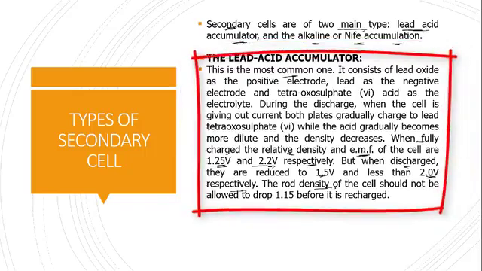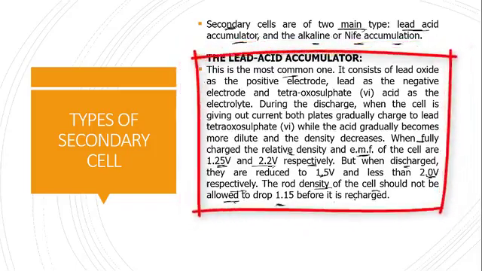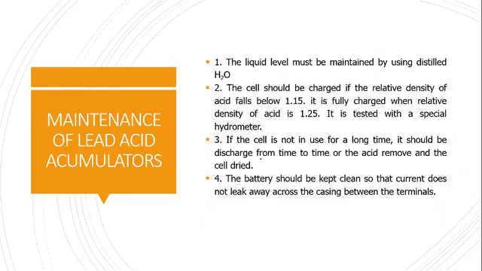So the relative density of the cell, in order to help it last longer, should not be allowed to drop to 1.15 before it is recharged. So it's not advisable to let it run out entirely. One way we can maintain lead acid accumulators is in four different ways. The first is that the liquid level must be maintained using distilled water. Also, the cell should be charged if its relative density falls below 1.15.